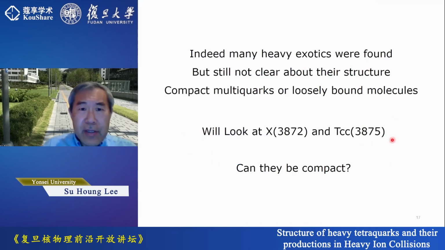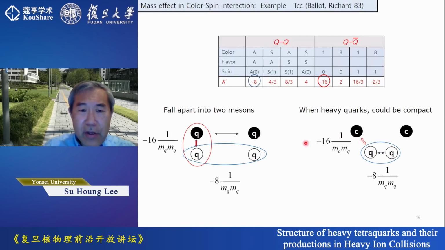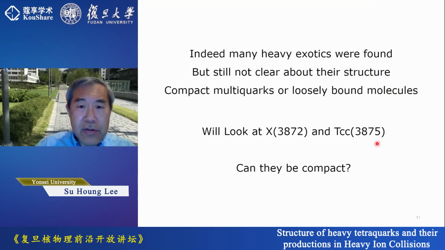So therefore, in fact, indeed, many heavy exotics were found. But the point is, although many exotics were found, it is still not clear whether their structure is really this compact configuration, or they just fall apart but form a molecular bound state through pi meson exchange. And if you have a pi meson exchange, their relative distance should be much larger than a compact configuration expected for this kind of quark dynamics motivated. So therefore, it is not clear about their structures.